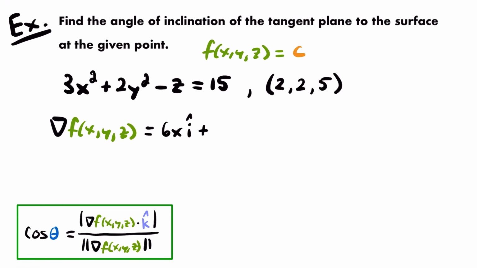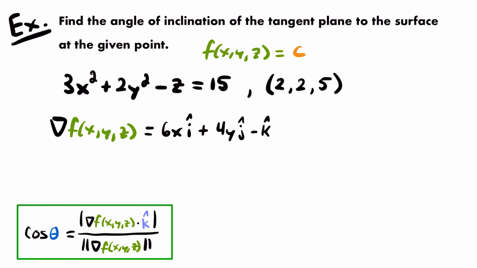Then we'll add that to the partial derivative with respect to y. Again, 3x squared and negative z are constants with respect to y, so their derivatives are 0. Just take the derivative of 2y squared, and you get 4y to the first power, and that's multiplied by j. And then for the z component, take the partial derivative with respect to z, which will just give you negative 1. The derivative of negative z is negative 1. And these two other terms would be constants with respect to z, so their derivatives are 0. So we have minus k as the last term for that gradient vector.